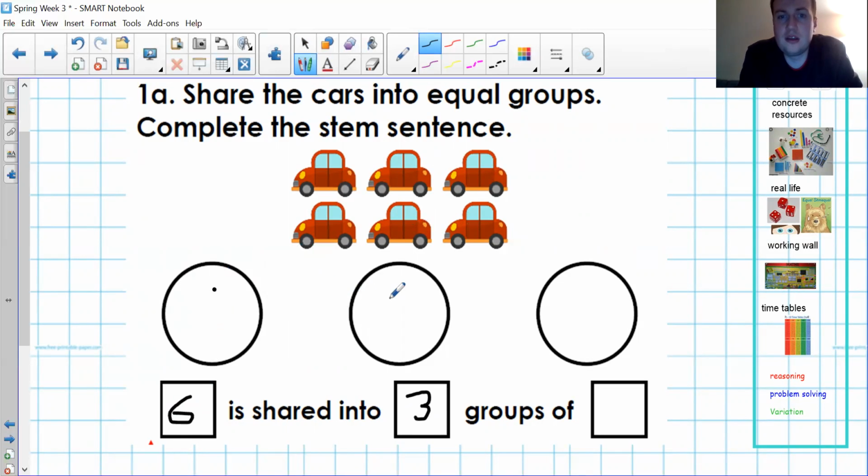Okay, now I need to share 6. So I'm going to go 1, 2, 3, 4, 5, 6. When you share, you go to each circle rather than putting 6. When we times, we would put 6 in every circle, whereas here, we go from circle to circle until we get to our number. So 6 is shared into 3 groups of 2.